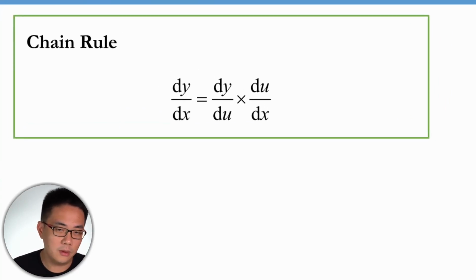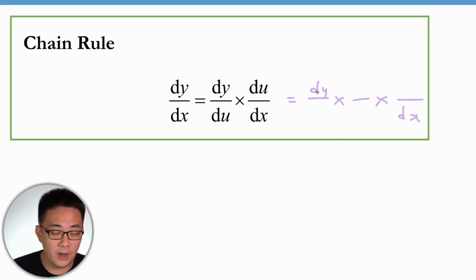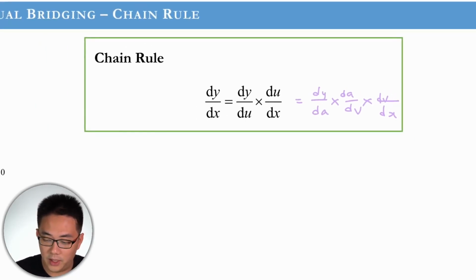It could be any form. Basically what it's trying to say is you can put a dx here and a dy here. You can put anything. These are all variables, so it could be dv here. Okay, so this is the chain rule.